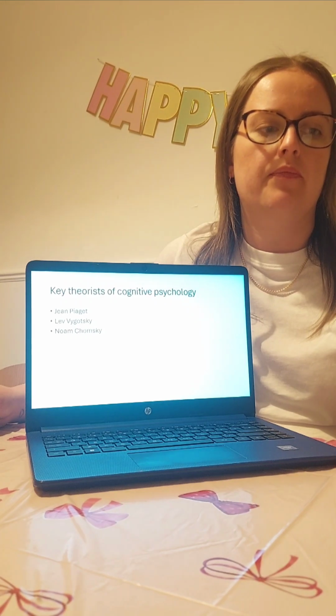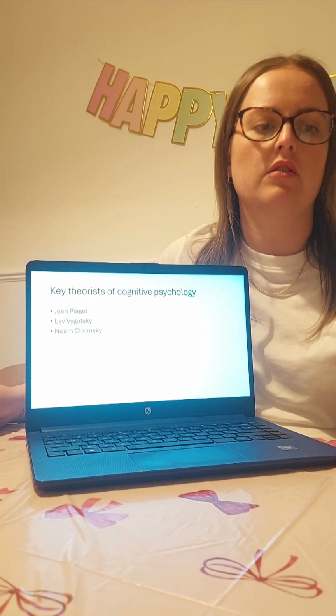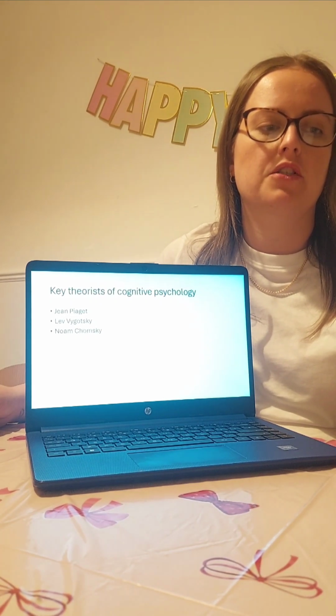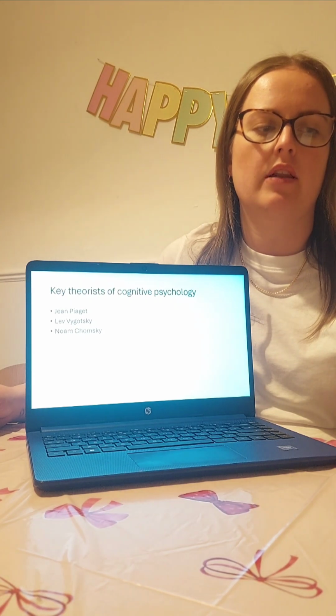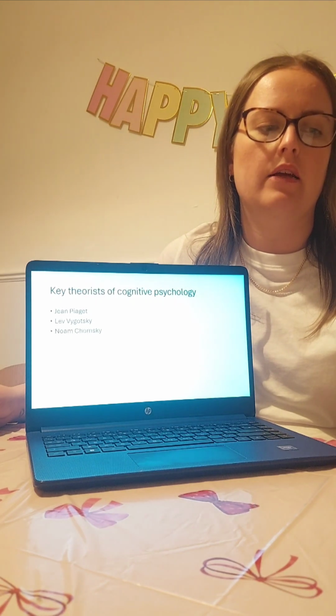Lev Vygotsky. Vygotsky was a Russian psychologist best known for creating the theory known as the socio-cultural theory of cognitive development. His work focuses on the role of social interaction and culture in cognitive development. He emphasised that cognitive learning occurs through interaction with others and cultural tools like language.